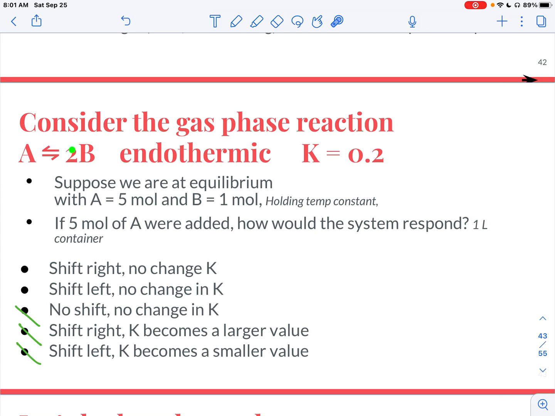If extra A comes in, the system will respond by moving in the forward reaction, using up some of the A and producing some of the B so that we can get back to that equilibrium ratio. So that means we're going to shift to the right. We're going to shift towards the products. So our answer here is shifting right.